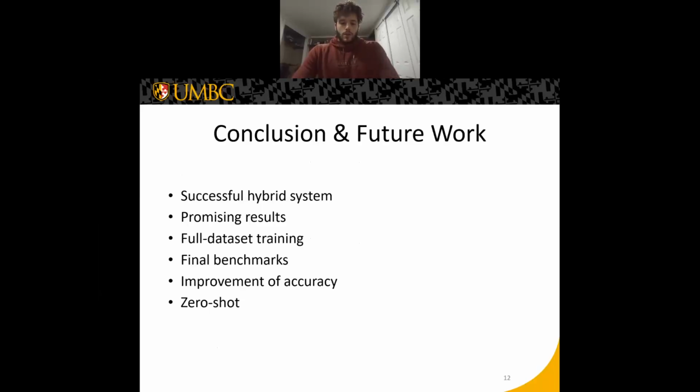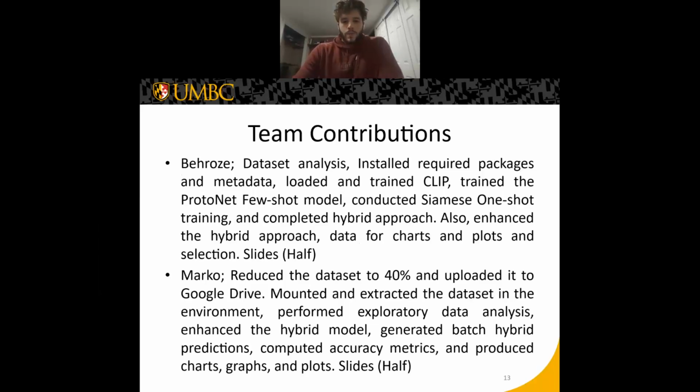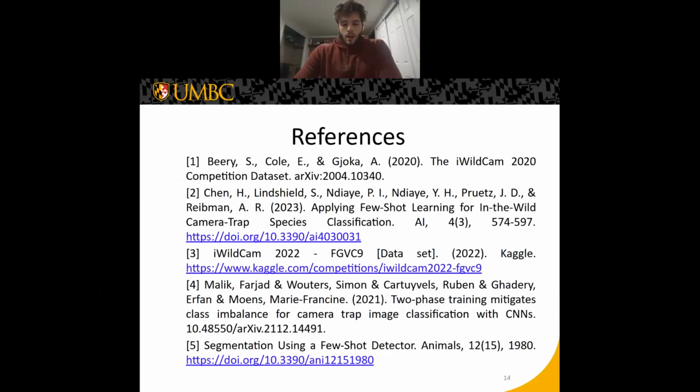And for team contributions, they're listed on the screen. We made sure to distribute the work evenly, and that both of us gained knowledge and experience during every single part of this project. The references are also listed on the screen, all five of them, including the iWildCam dataset.